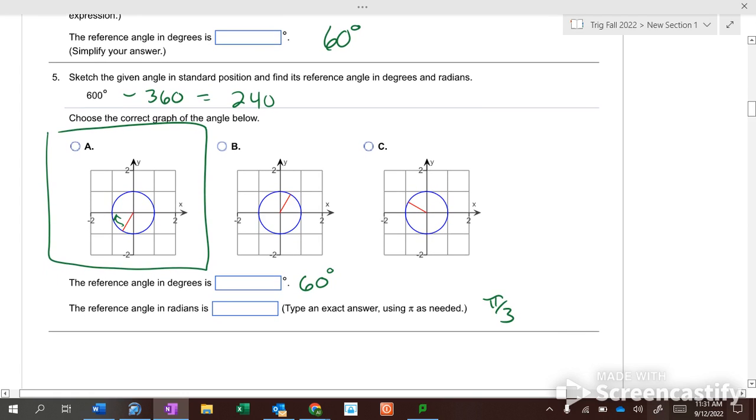Okay? So basically, if you're looking for the sine of 240, it's the same as the sine of pi over 3. You just have to know what quadrant you're in as far as the plus minus goes. Okay?